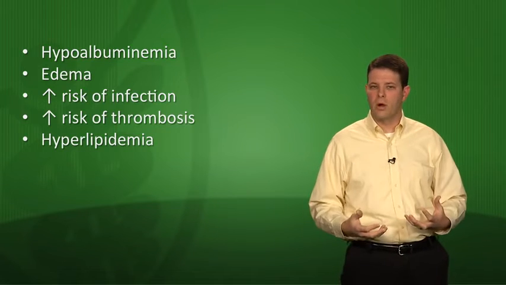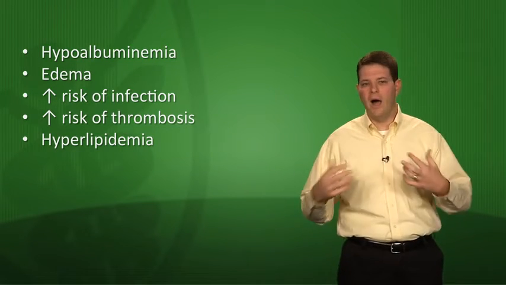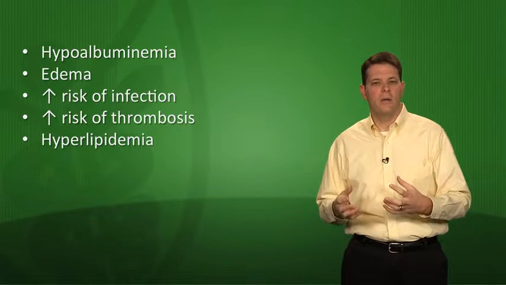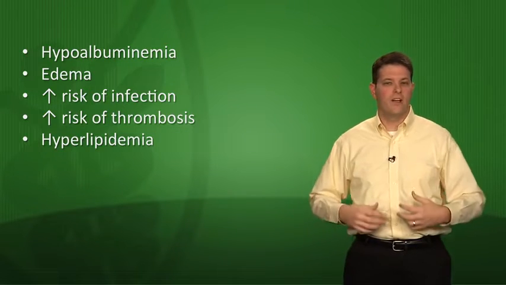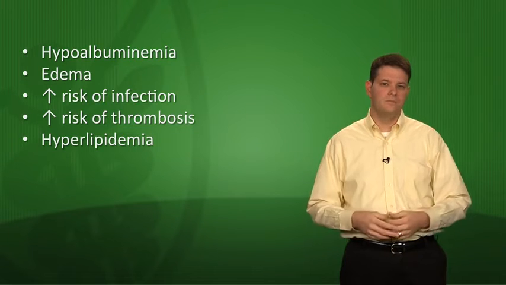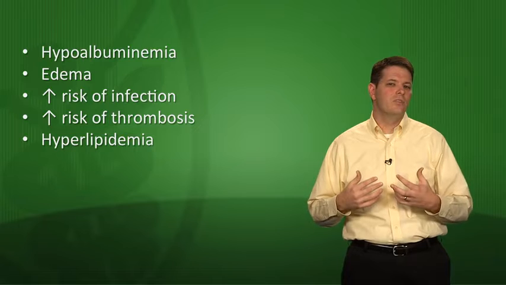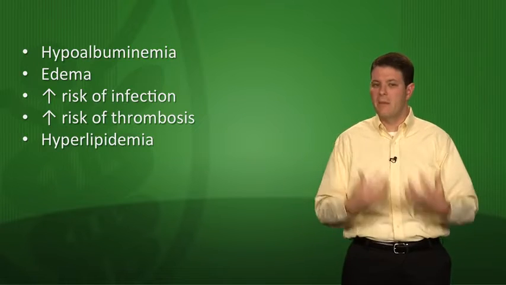more lipoprotein particles. Now, we don't really know why or how exactly this works, but you can imagine the liver wants to raise that oncotic pressure by any means available, so it tries putting more cholesterol into the blood. And somehow, nephrotic syndrome impairs the body's ability to metabolize triglycerides and get them out of the blood.